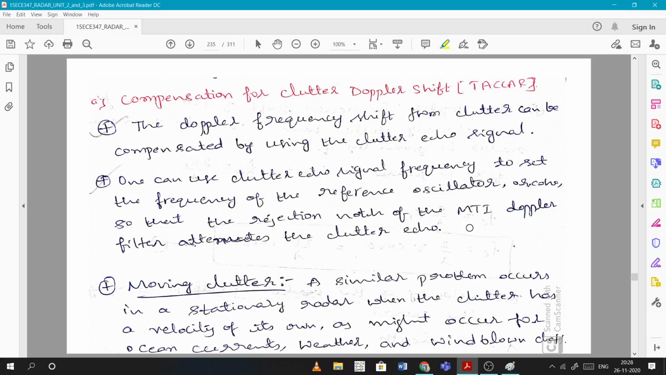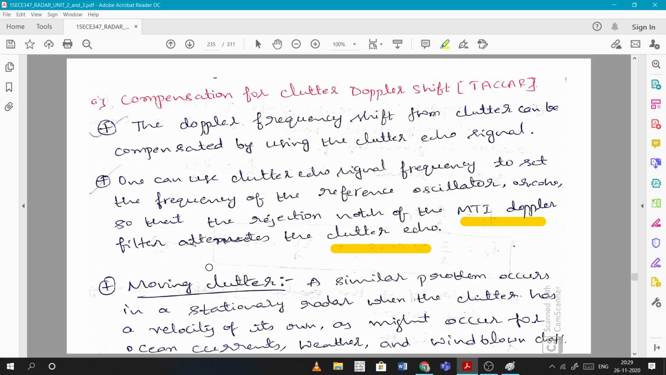So if you know the clutter echo signal frequency, just by matching the reference oscillator or the coherent oscillator to that echo signal frequency, then we can filter it out. It will reject the clutter echo through the MTI Doppler filter. We know we have used MTI Doppler filters, so basically these Doppler filters can alter the clutter echoes, the moving clutter echoes. A similar problem occurs in a stationary radar when the clutter has a velocity of its own. So this can occur the other way also, when the clutters are moving.